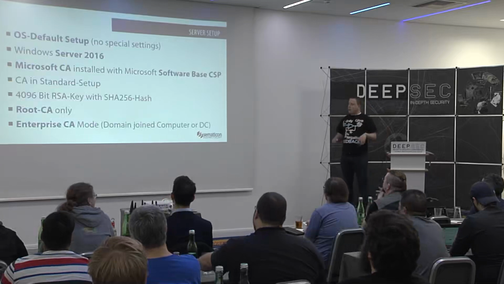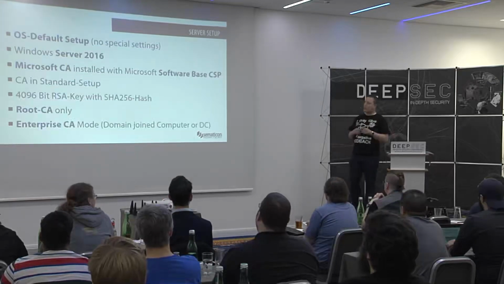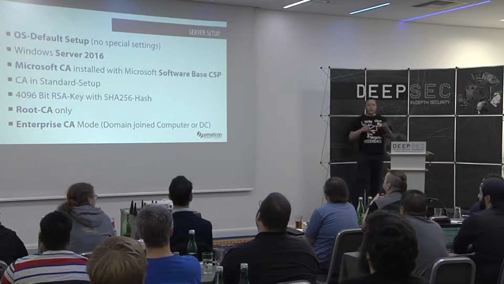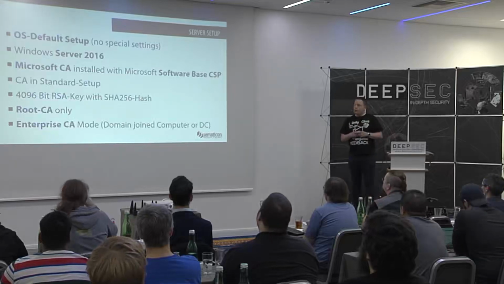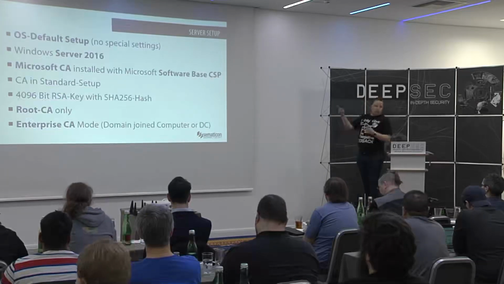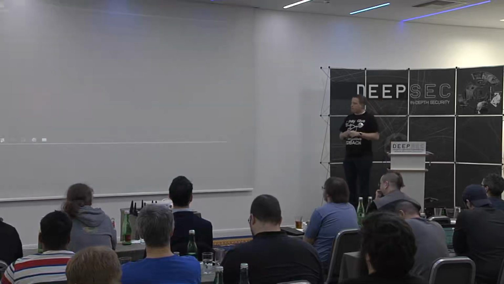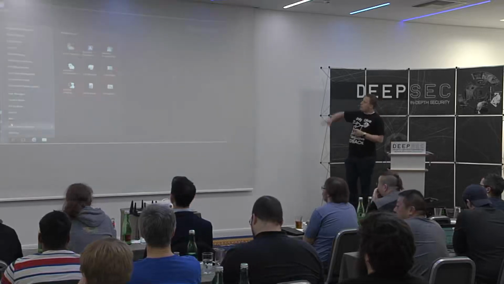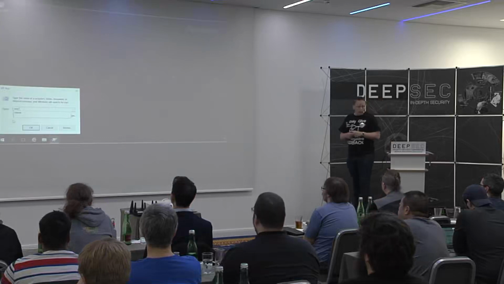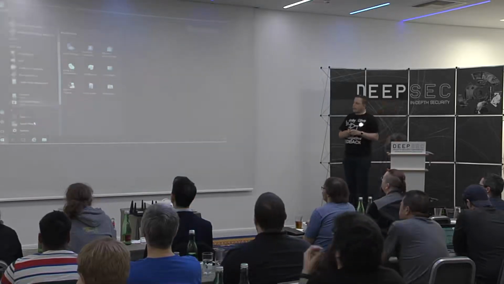So what I'd like to show you now is that we switch on the server and have a look around, see what we can do with the key, and give you a bit of information on how I can extract the key and what may happen when the key goes in the wrong direction. I've installed a standard Server 2016 here, and we have the standard Microsoft CA.